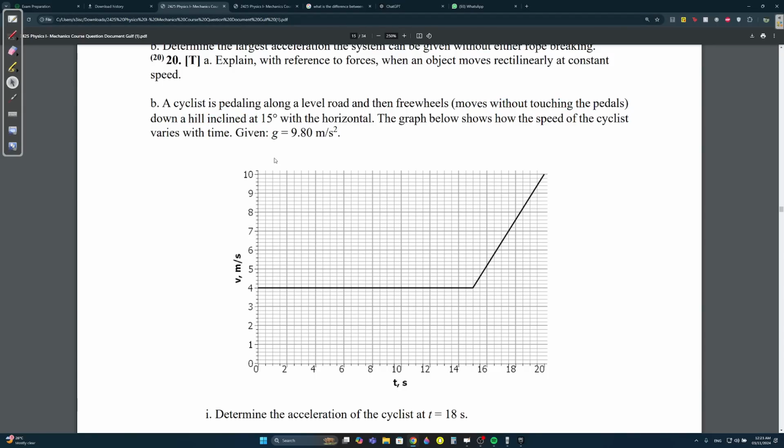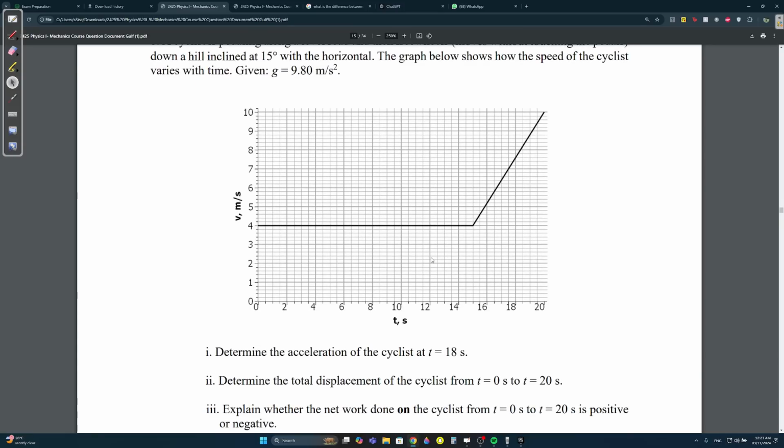The graph shows the speed. Determine the acceleration at t equals 18 seconds. Okay, again, at t equals 18 seconds, the acceleration would just be the slope of this, because it's velocity with respect to time, acceleration is velocity divided by time. But let's take the slope of this. Here we have 14, 15 is over here. This is 15, comma 4. So 15 seconds, 4 meters per second.